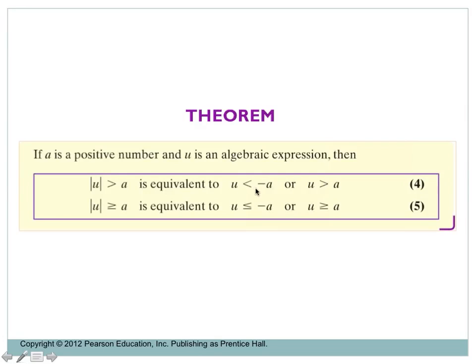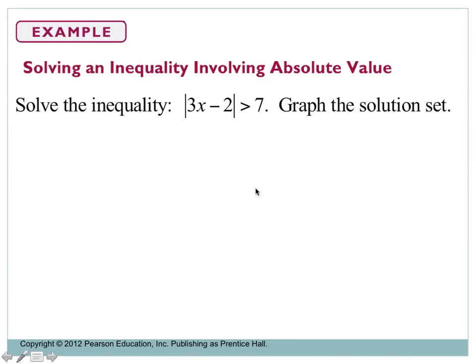So you have u is less than negative a. The easiest way to show you guys is to just do one. Let's say we have the absolute value of 3x minus 2 is greater than 7. We rewrite this two different ways. The first way is we just drop the absolute values, so we're just left with 3x minus 2 is greater than 7, which should be pretty easy to solve.